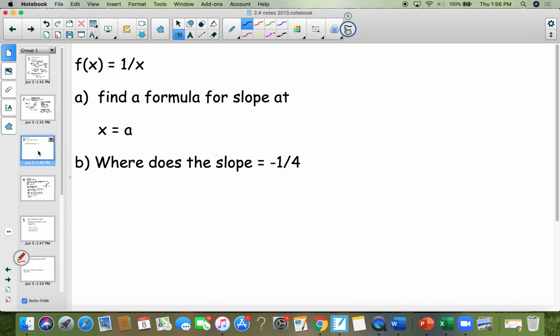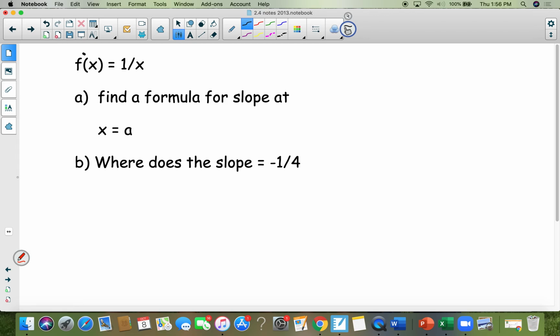And here we go, a fraction one. Calculus in college, they even give you radicals. I'm not going to give you a radical until we learn a different form in chapter 3. You're supposed to find a formula for the slope at x equals a, which means that, I'll explain that later. And where does the slope equal negative 1/4? I'm going to tell you what this stands for at the end.